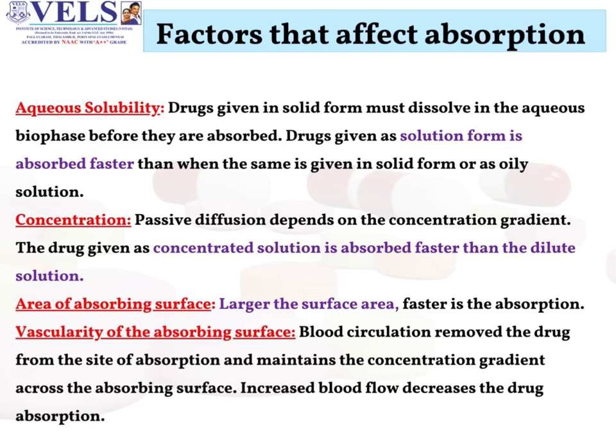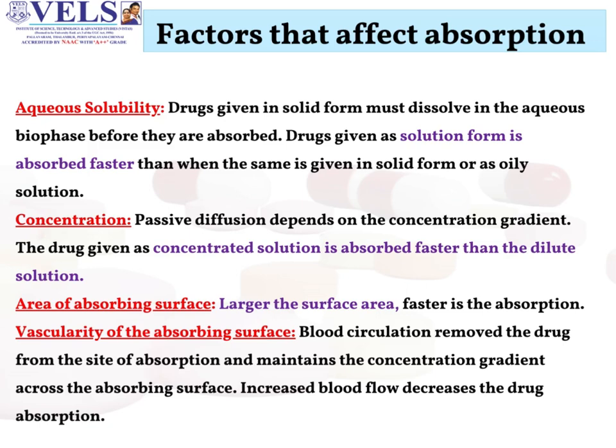Concentration. The passive diffusion of the drug depends on the concentration gradient. So when the drug is given as a concentrated solution, it is absorbed faster than a dilute solution. Then area of absorbing surface. The larger the surface area, the faster is the absorption rate of the drug.